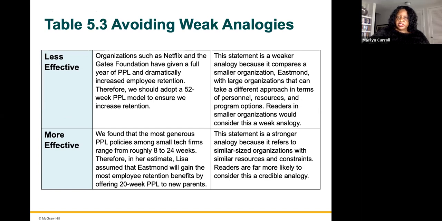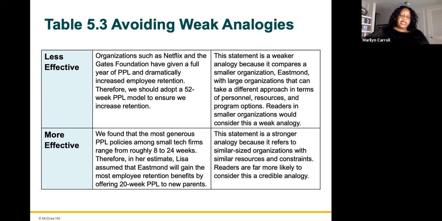"Organizations such as Netflix and the Gates Foundation have given a full year of PPL and dramatically increased employee retention. Therefore, we should adopt a 52-week PPL model to ensure we increase retention." Now, this statement is weaker. It's a weak analogy because it compares a smaller organization, Eastman, with large organizations. They are not Netflix or the Gates Foundation. In terms of personnel, resources, and program options, readers in smaller organizations would consider this a weak analogy, and I would too. You would too, right?